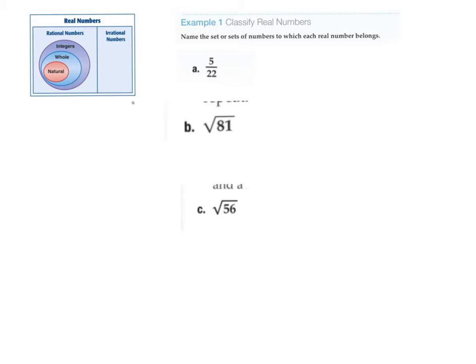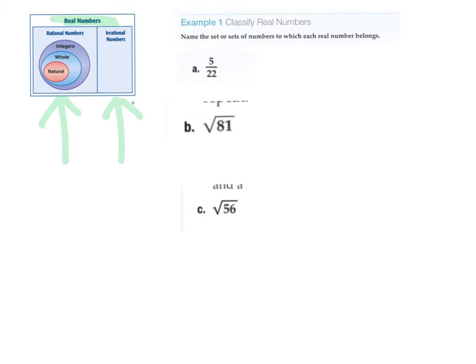Alright, what we're going to talk about are what's called real numbers. There are two types of real numbers, rational and irrational. And all you really need to understand about each one is that an irrational number, when put into a calculator, gets a decimal that goes on and on and on without repeating.